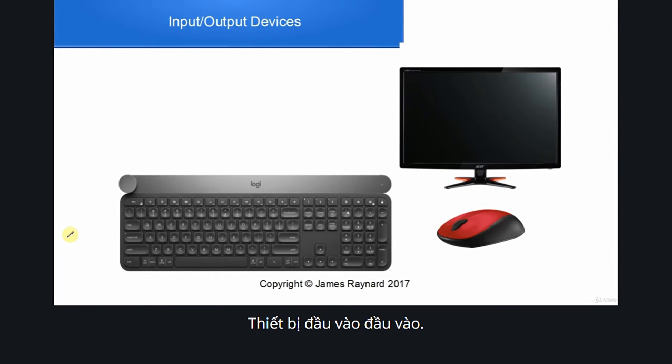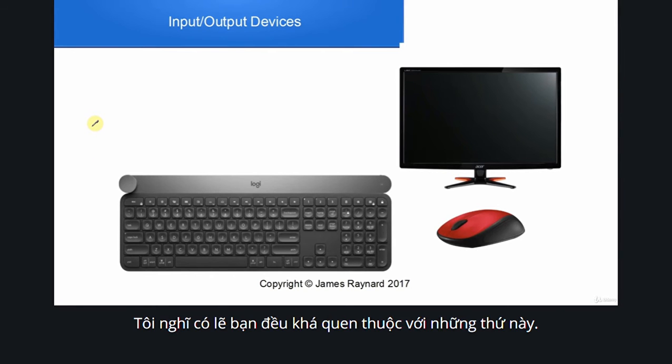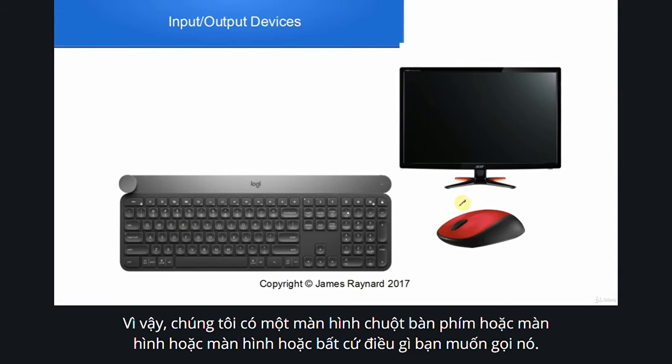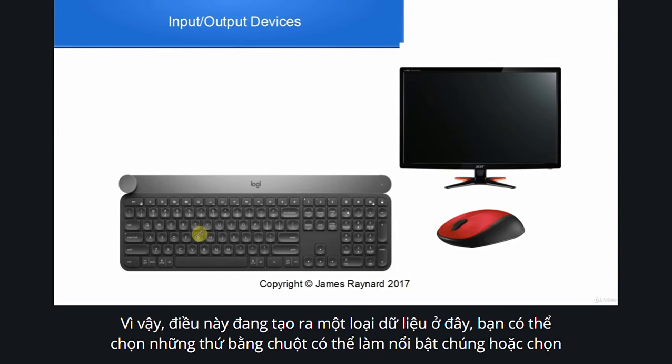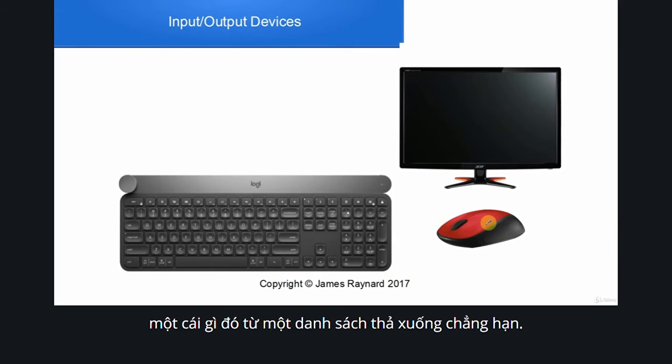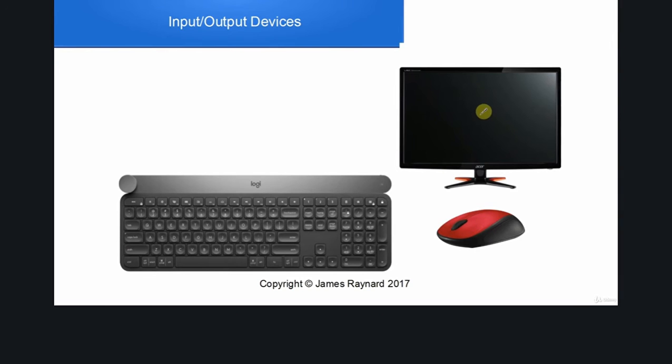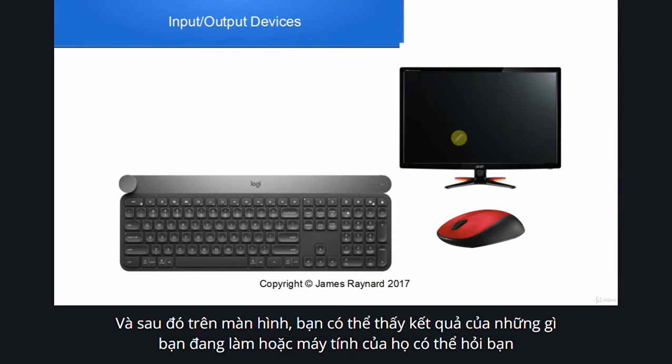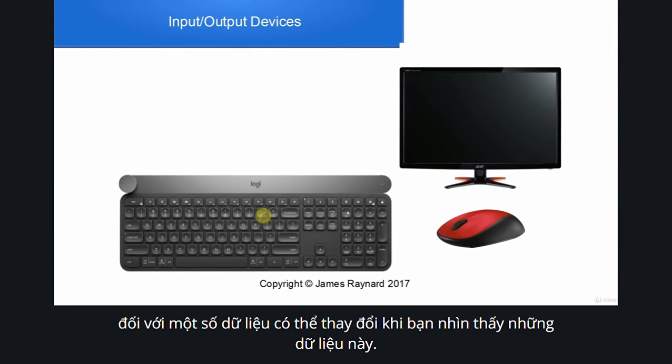Input and output devices, I think you're probably all pretty familiar with these. So we have a keyboard, a mouse, the display or monitor or screen or whatever you want to call it. So this is where you can type in data, you can select things with the mouse, you can highlight them or choose something from a drop-down list, for example. And then on the screen you can see the results of what you're doing, or the computer can ask you for some data which you can enter using these.